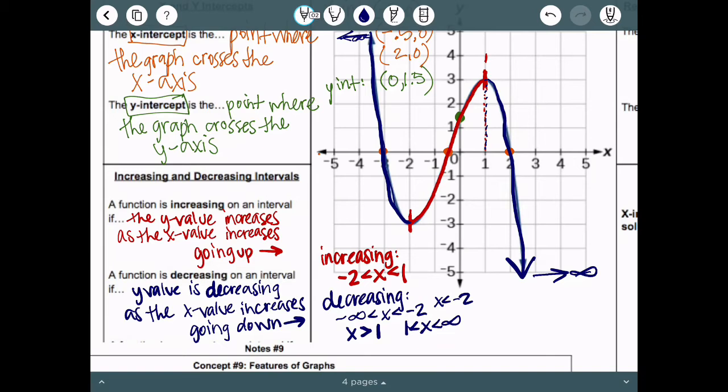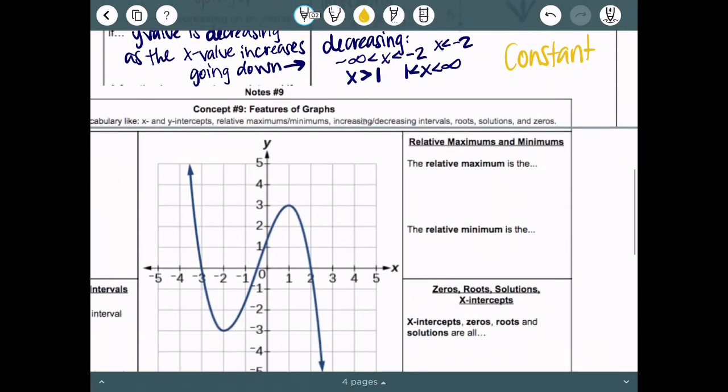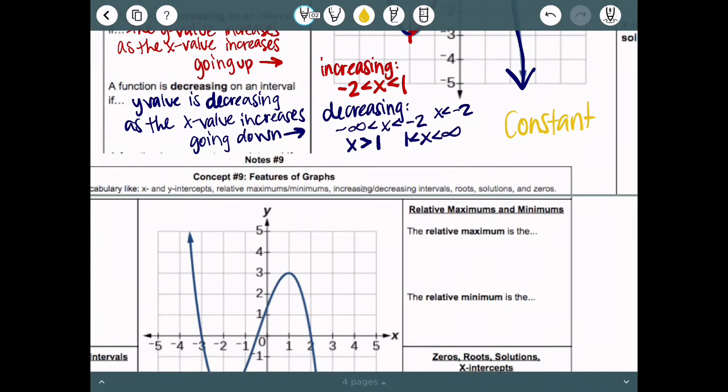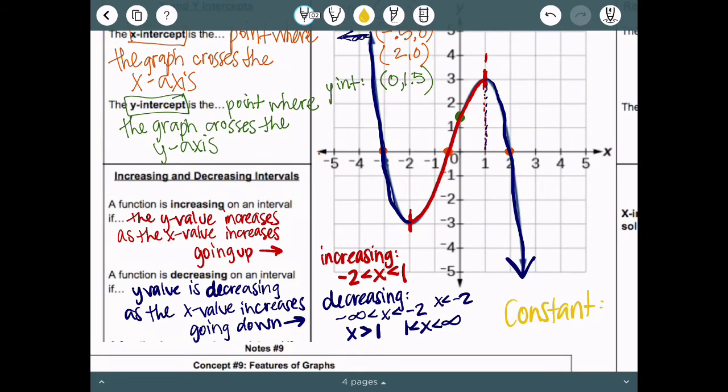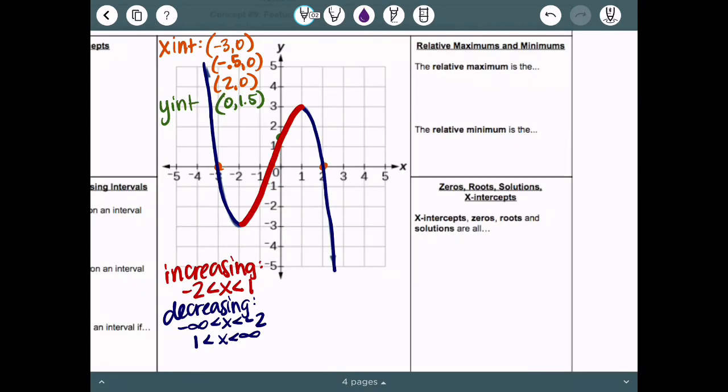So we have increasing and decreasing. If at any point our graph was flat, we would have what we call constant. And we have constant there. You have it on your paper. I'm not sure I have it on mine. Let's see. I don't have it on mine. But constant would just be anywhere where the graph is flat. You can go ahead and put that on your paper, which should be right under here. All right, so we have our X-intercept, Y-intercept, our increasing and decreasing intervals.